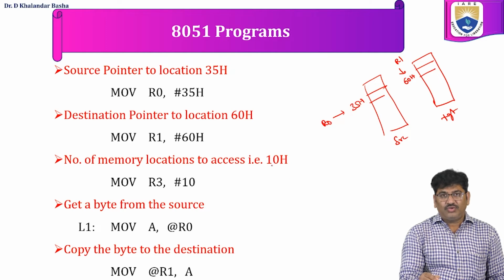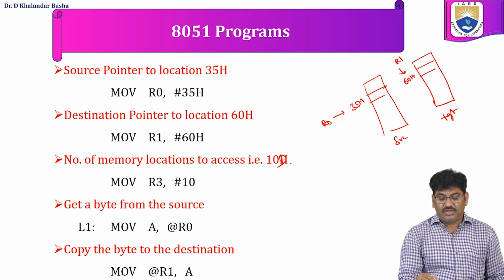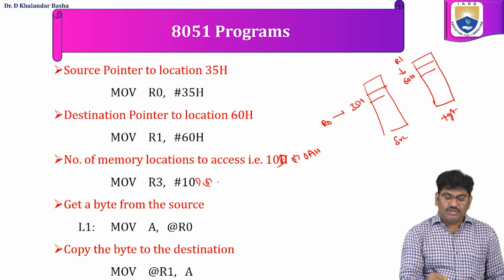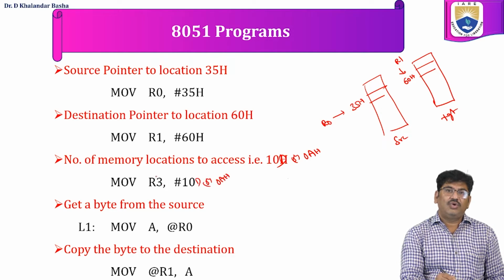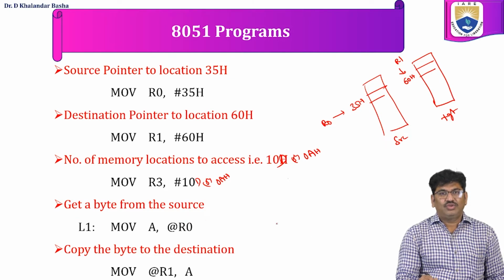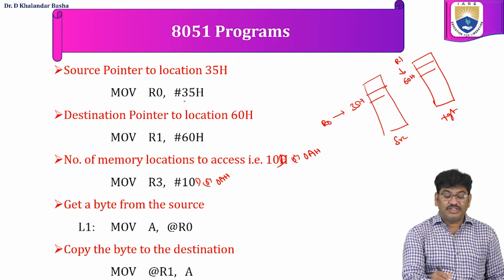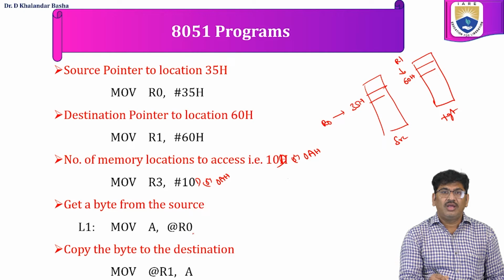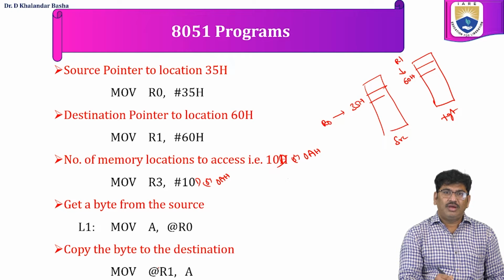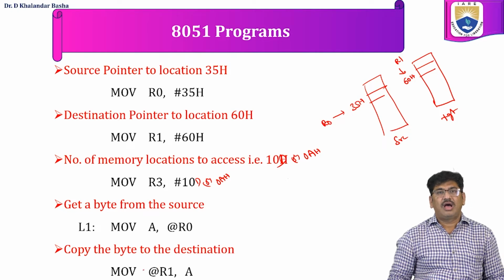The size of data which we are going to transfer is 10 bytes. So either we can write 10D, otherwise 0AH. This 10D or 0AH will be loaded into a counter register, which is the R3 register. Get a byte from the source. This is for retrieving the source contents pointed to by R0. So MOV A, @R0 will copy the contents of the memory location whose address is pointed to by R0 into the accumulator. Next, the accumulator contents will be copied into the memory location whose address is specified in the R1 register.